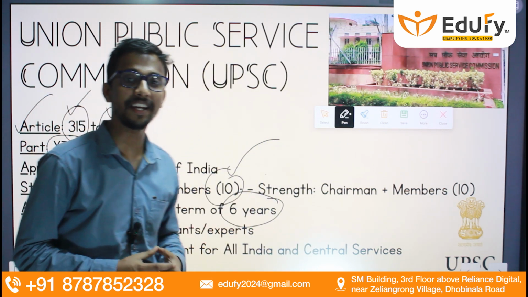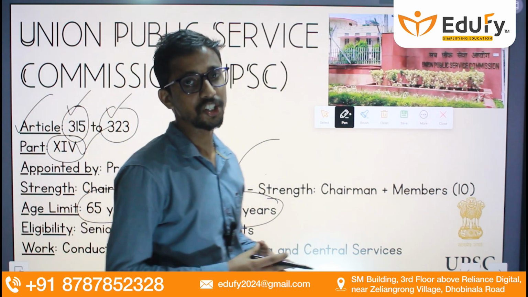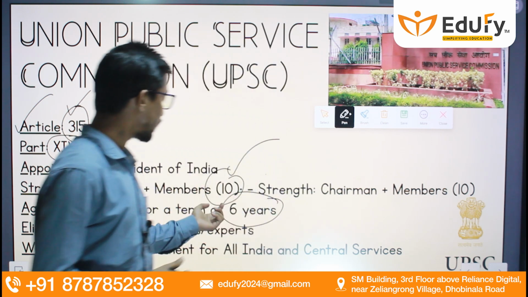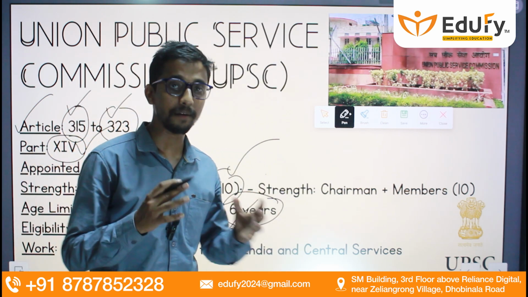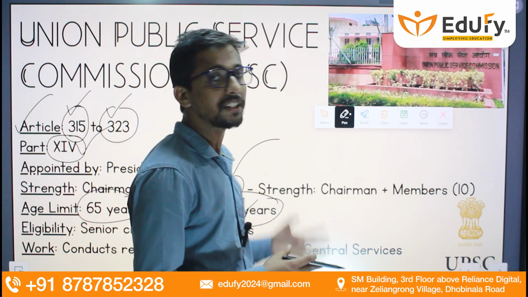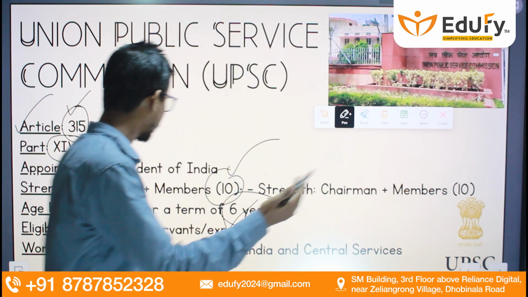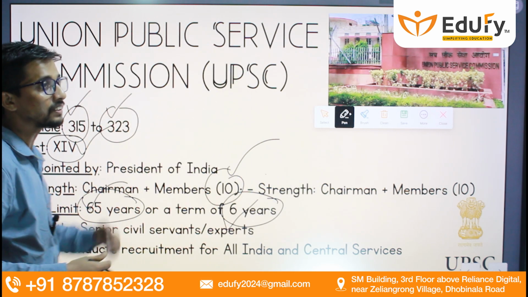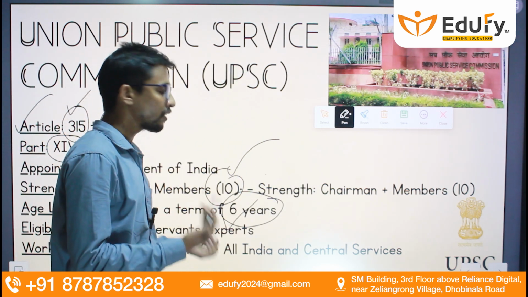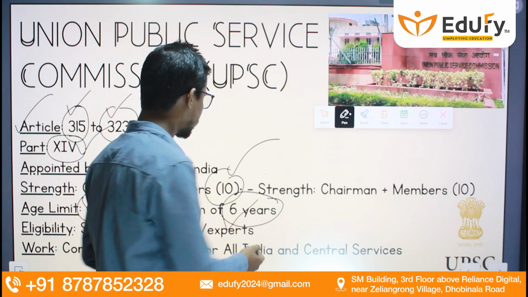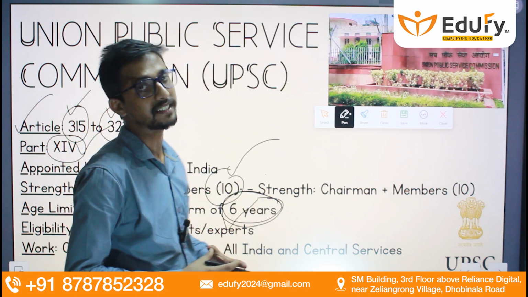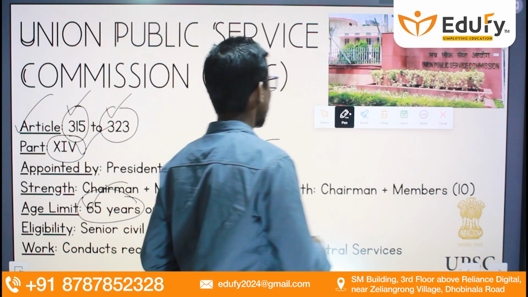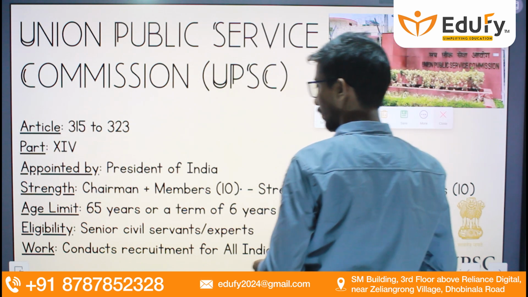Or if you are joining at 50 years as a chairman of the UPSC, till your term is completed up to 6 years, you can be the chairman of the UPSC. So whatever is earlier: suppose 65 years is earlier, then you are required to vacate the office, or if you have completed the 6 years of your tenure, then also you are required to vacate your office.